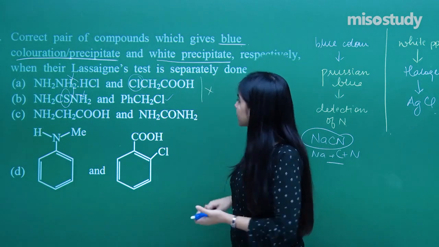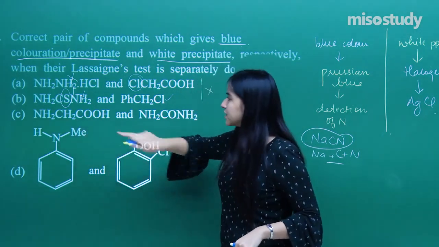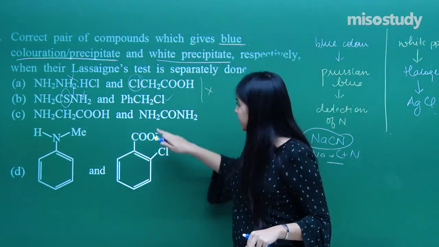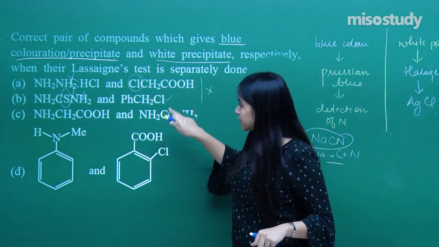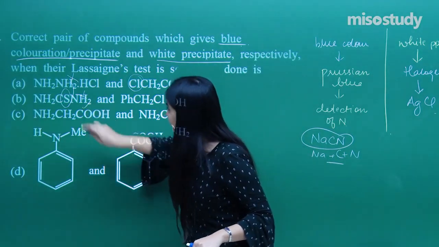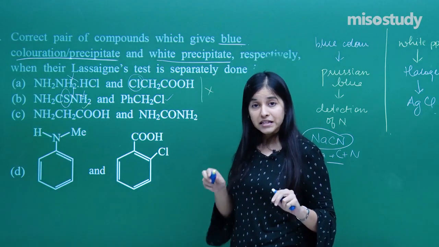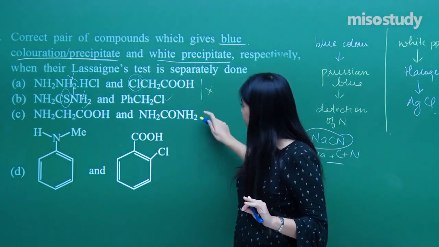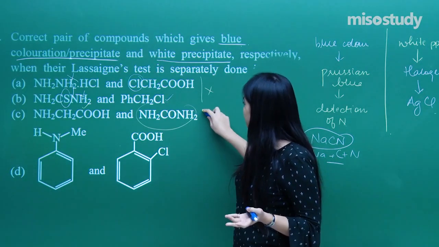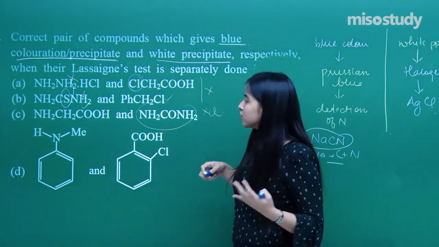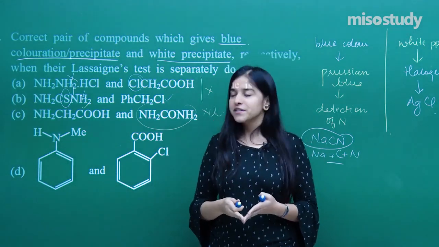So, I have got two incorrect options, NH2CH2COOH, right? And the urea. What do you observe over here? This will definitely be giving the test. NaCN will be formed. Here in the urea part, you do not have any chlorine. So, this will not give the white PPT.